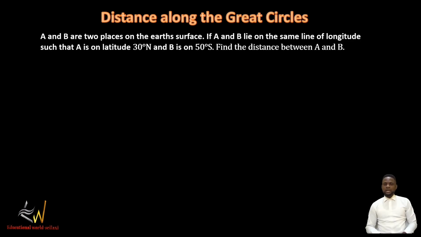So we're going to look at an example on distance along the great circles. We have A and B, two places on the Earth's surface. If A and B lie on the same line of longitude such that A is on latitude 30 degrees north and B is on 50 degrees south, find the distance between A and B. So we're going directly into the solution to this problem.